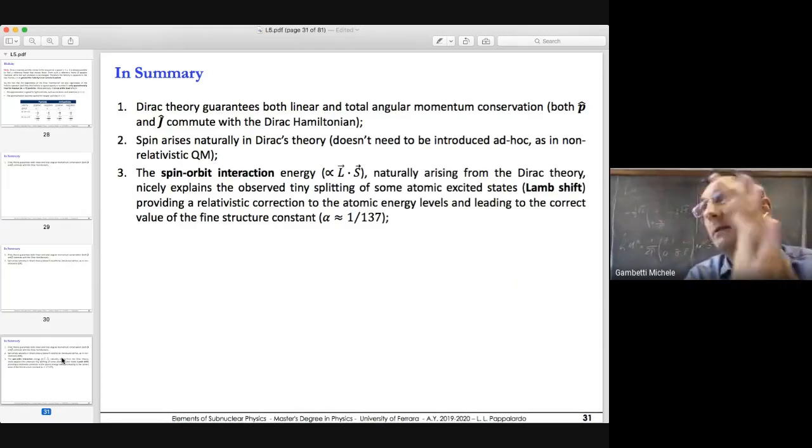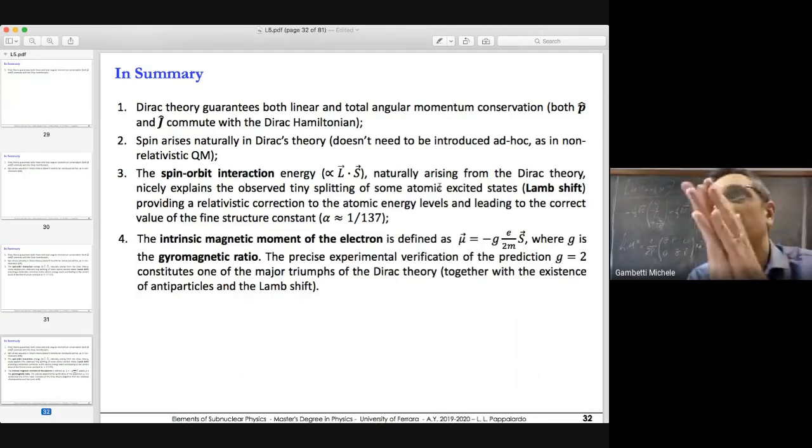Spin-orbit interaction energy, such as terms proportional to the scalar product of L and S, naturally arises from the Dirac theory and nicely explains the observed tiny splitting in some atomic excited levels, which is the Lamb shift. This we will study next week, okay? And thus it provides a relativistic correction to the atomic energy levels and leads to the correct value of the fine structure constant, okay? This is a very relevant point. We will study it next week, I think. And this is essentially one of the best proofs of the Dirac theory, okay? One of the best triumphs.